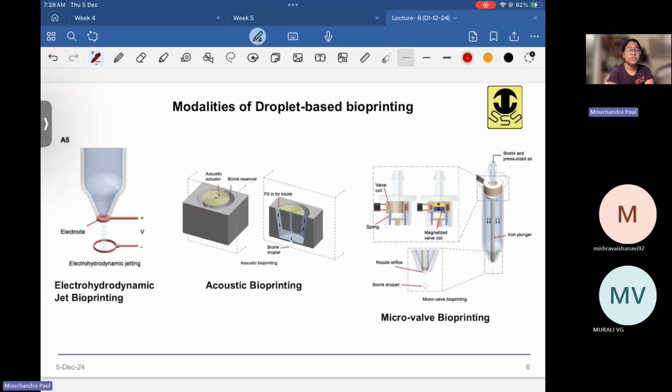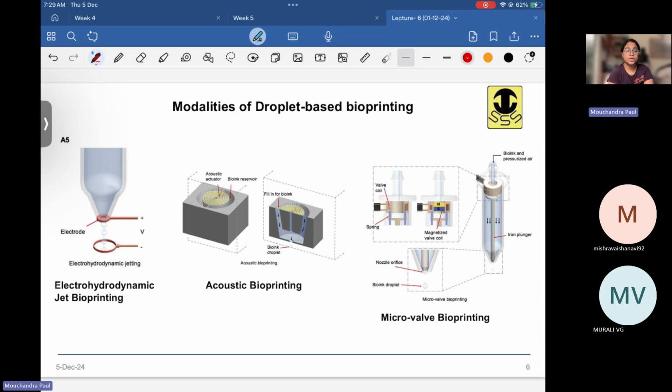And if we are not interested in using inkjet bioprinting because of the main disadvantage that it can cause shear stress to your cells, then there are two other methods that do not use a very tiny diameter nozzle, because in these techniques the diameter of the droplet is not dependent on the nozzle size, whereas in the inkjet ones you have the option of using various nozzle sizes so that you can modulate your droplet diameter.